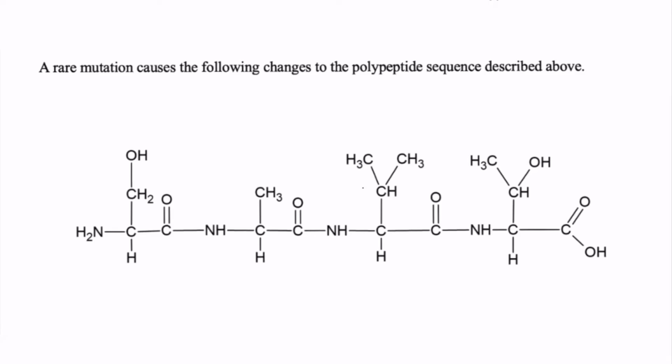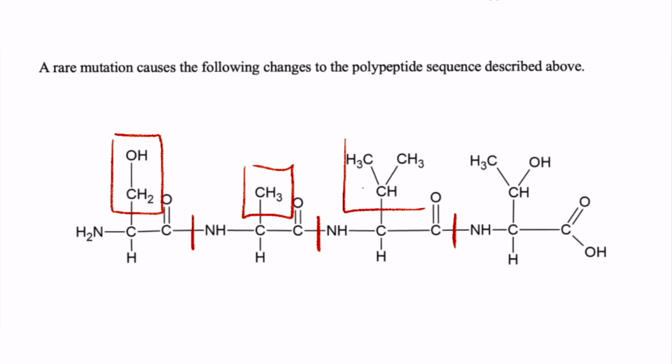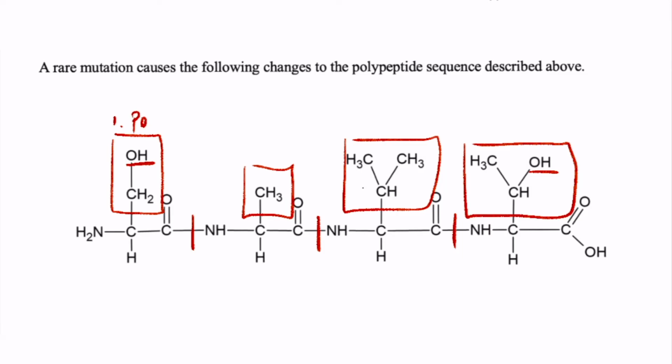we have some major differences. Once again, let's identify where those peptide bonds are and where those R groups are. Right there, we have another one, we have another one, and we have another one. Now, it seems to me that the first and the last amino acids are the same, meaning that number 1 and number 4 are still polar. However, if you take a look at number 2, that's a methyl group, a hydrocarbon. Number 3, methyl groups, more hydrocarbons. So 2 and 3 are going to be our nonpolar amino acids.